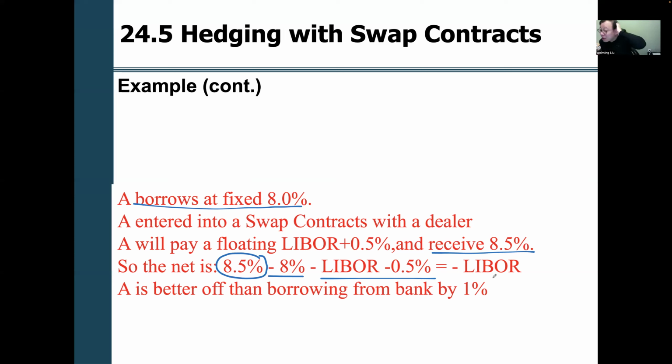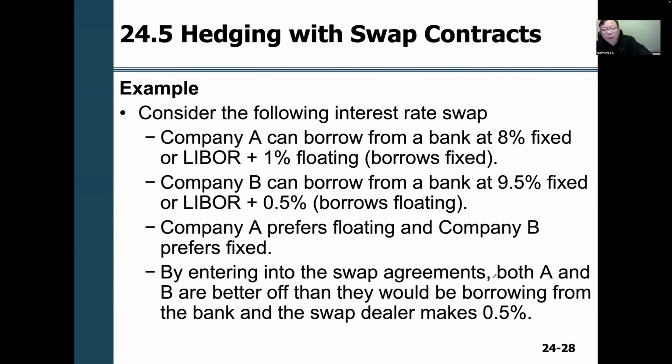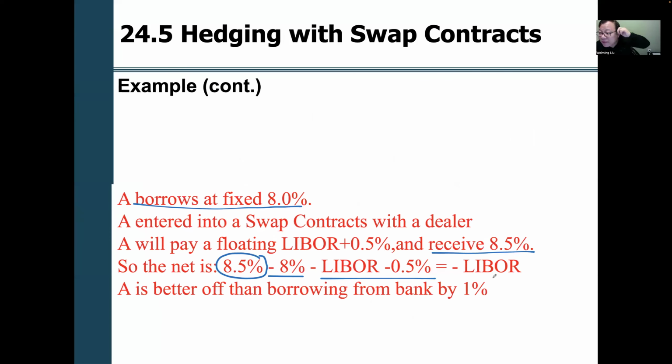Will A enter into this contract? The answer is yes. Why? Because if A borrowed floating from the bank directly, A has to pay LIBOR plus 1%. Here, through that swap, A is only paying LIBOR. So A saved 1%. So A is better off, right? If A borrowed directly floating from the bank, he has to pay LIBOR plus 1%. But through the swap, the net pay for A is LIBOR. So there is a 1% saving compared to borrowing from the bank.